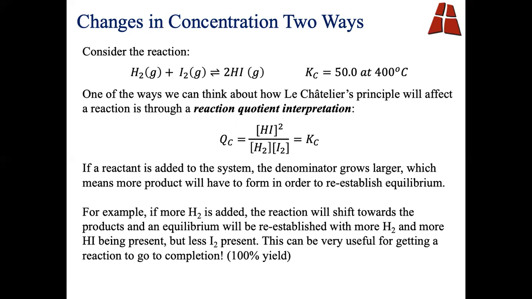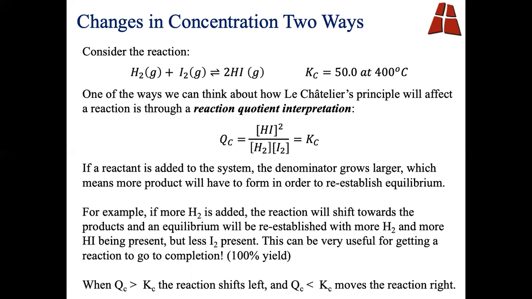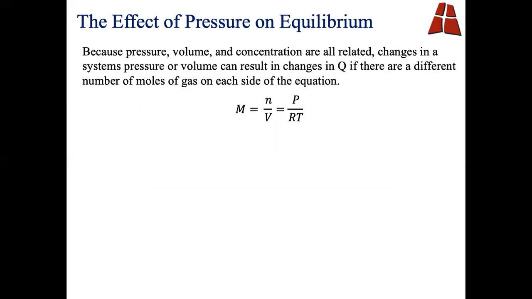And so in this example, we could add more H2 gas, for example, and if we added an excess of that, we could form all of our product. This is one of the ways you can drive a reaction in equilibrium towards products to get 100% yield, even if it's not a super favorable reaction, okay? So that is the reaction quotient interpretation of Le Chatelier's principle. And just a reminder that, of course, if Qc is greater than Kc, the reaction will shift left, whereas if Q is less than K, the reaction will move to produce more products, right? Okay, so that was what we talked about in class.